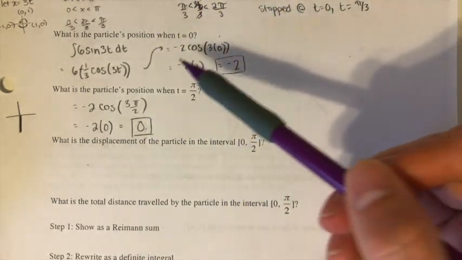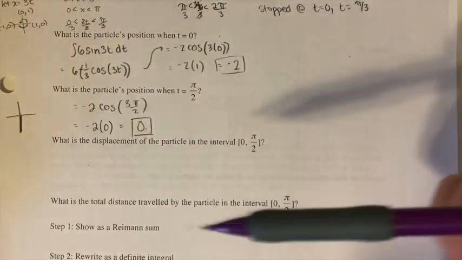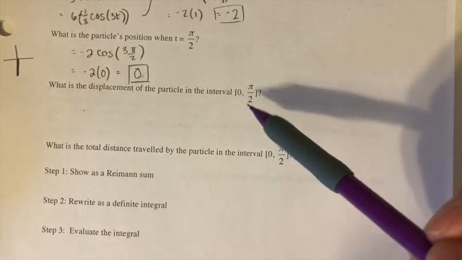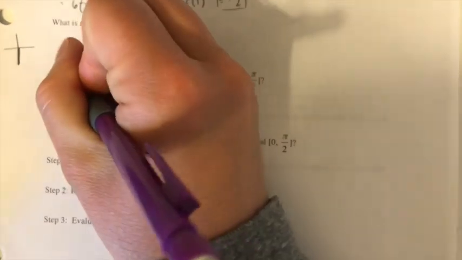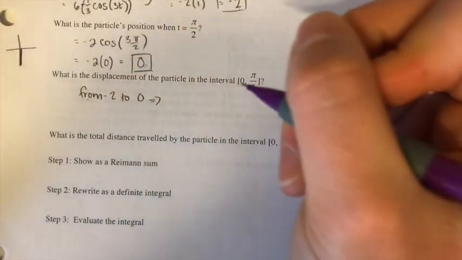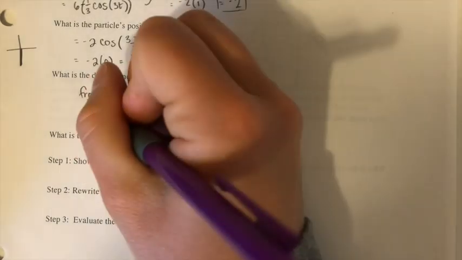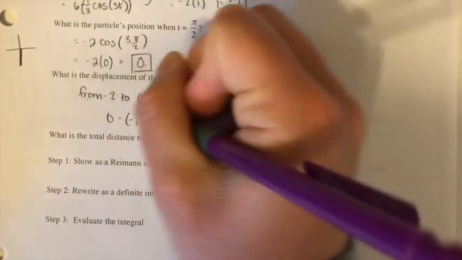Which makes sense because in between these two things, it was moving to the right more than it was moving to the left. So what's the displacement of the particle in that interval? It would go from negative 2 to 0. So it's moved 2 in the positive direction, right? 0 minus negative 2.